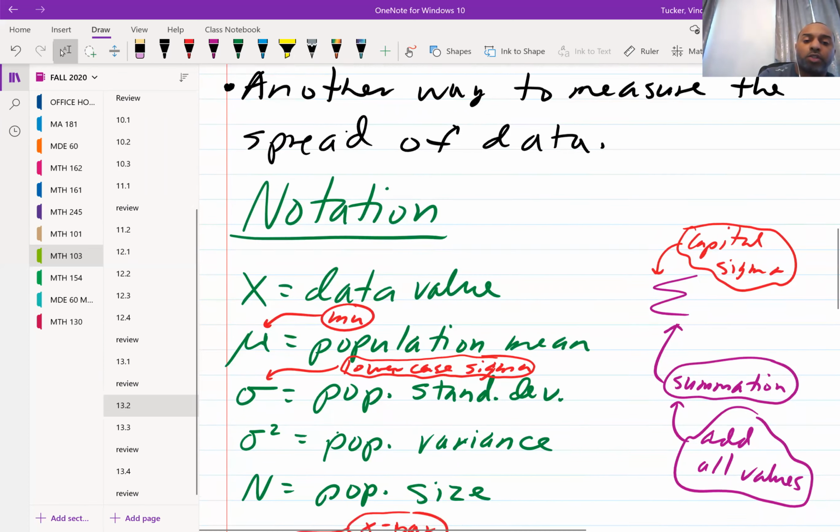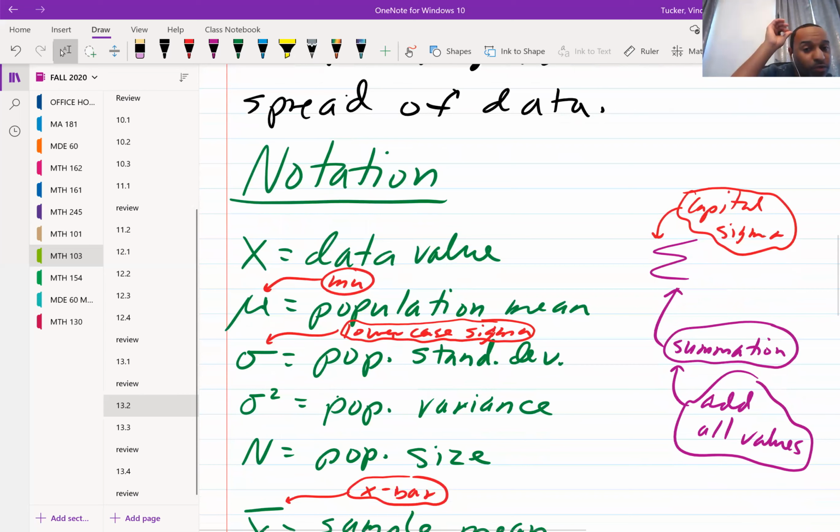All right. So when you talk about the population mean, that's Greek letter mu. Kind of looks like a U, but it has an extended stem on the left side. But that's Greek letter mu. That's the population mean.